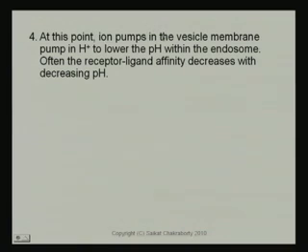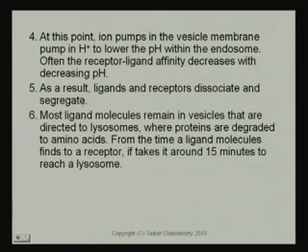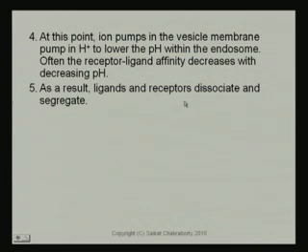At this point, ion pumps in the vesicle membrane pump hydrogen ions to lower the pH within the endosome. The ion pumps open up and hydrogen ions stream into the vesicle, and the pH of the system is lowered. Because of the lowering of the pH, the receptor-ligand affinity decreases: the forward rate constant decreases and the backward rate constant increases, and the complex starts to dissociate into the receptor and the ligand, and that leads to the formation of the late endosome. This is the late endosome. Step 5 was the formation of the late endosome, where the receptors and the ligands are dissociated and also segregated.